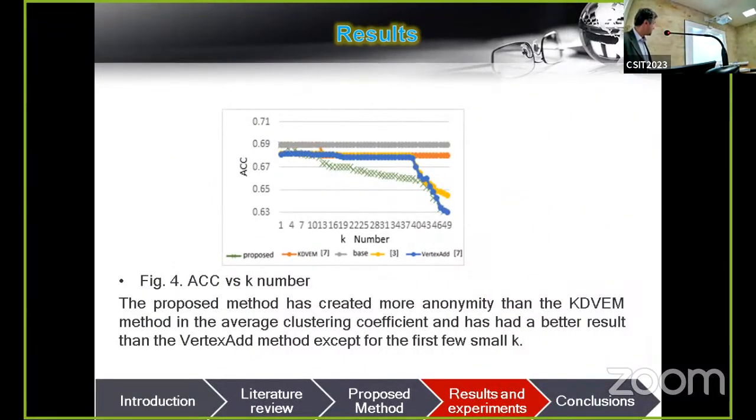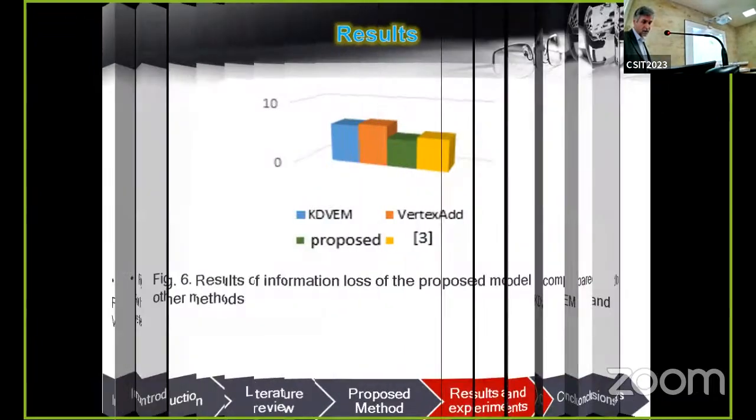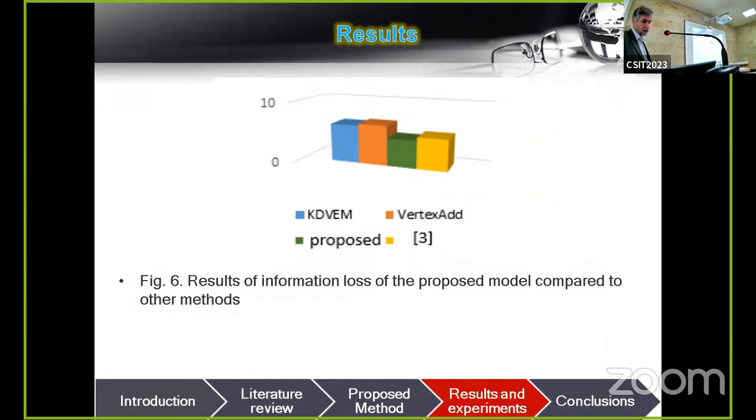For ACC, you can see the proposed method gives more anonymity than KDVM, that is reference 7, and that is a better result. And for transitivity, we can see the results of KDVM and the vertex method are weaker than the proposed method. And here you can see the result of information loss. The proposed method has less information loss.